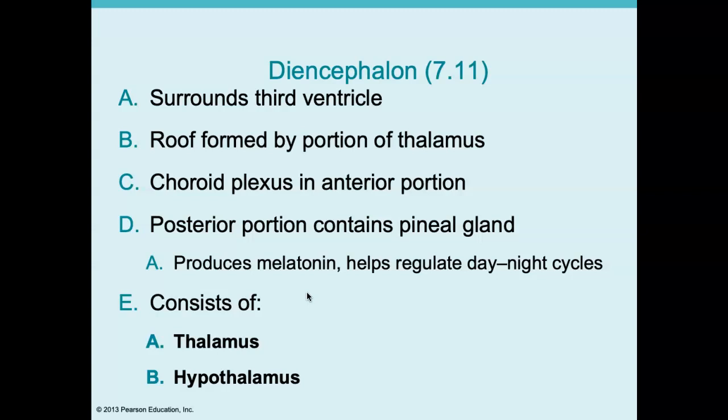The diencephalon is that portion of the brain that is just superior to the brainstem, and it consists of the thalamus and hypothalamus. And just in that area, sort of posterior to it, is a very round gland called the pineal gland. The pineal gland produces melatonin, and melatonin helps us regulate our day-night cycles.